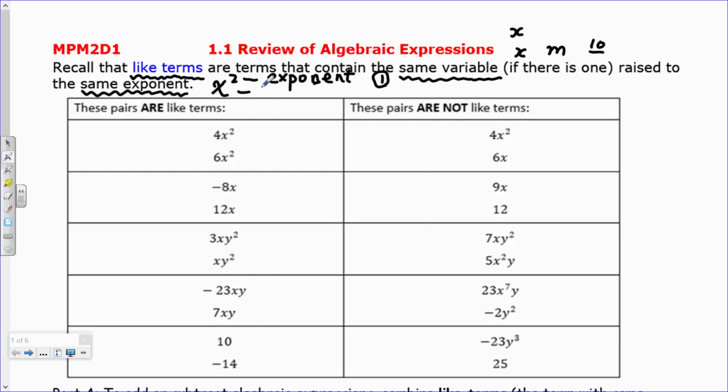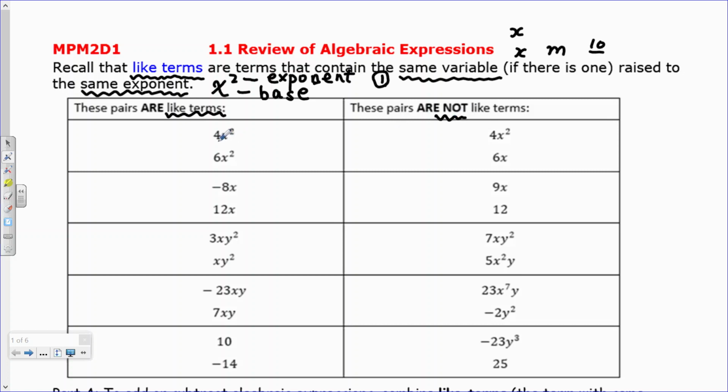X we call the base, and together we call it a power. So you have two conditions, same variable and the same exponent. We also call it degrees. And the following chart shows you, on the left column, all of them are like terms, and on the right column, they are not like terms.